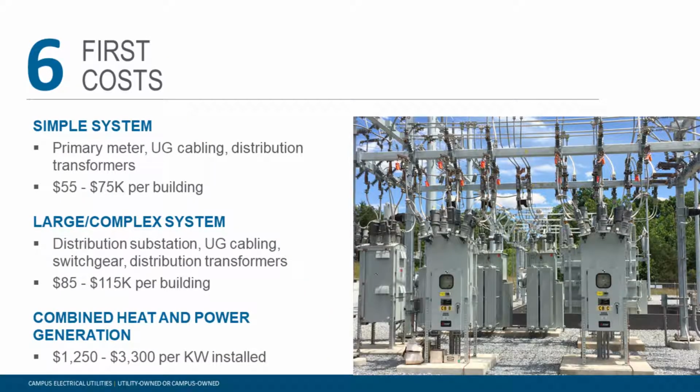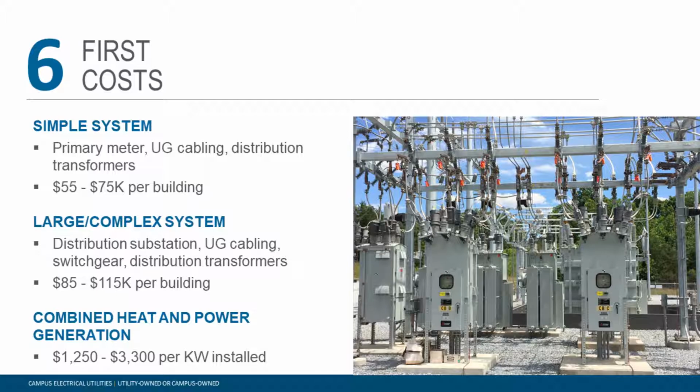Generation options also may be 100% owned and installed by the campus, but there are also third-party financing arrangements like shared savings programs or power purchase agreements that may offset the initial cost and return the generation as a monthly fee. So for a simple on-site distribution system, you may be looking at an investment of $55,000 to $75,000 per building to get in business.